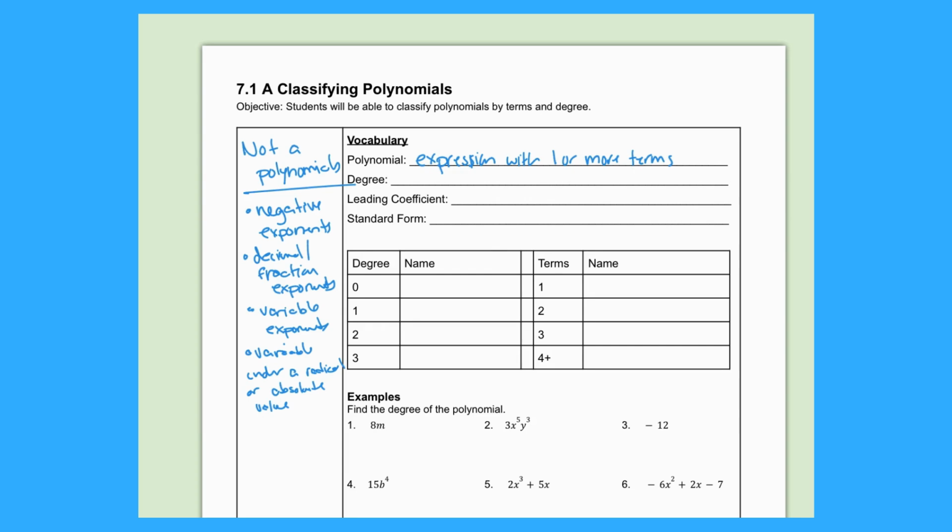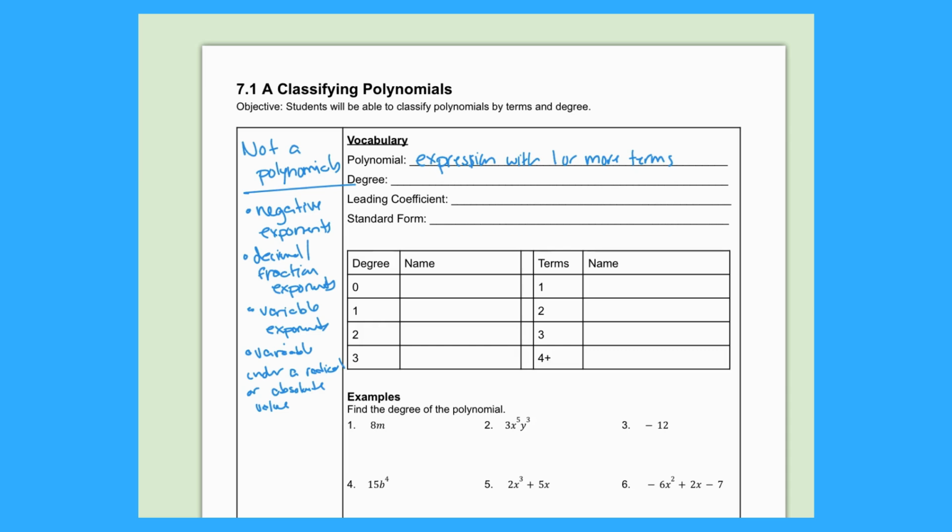So basically we just want, it could be a number, it could be a variable by itself like x, or it could be to some exponent, x to the second, x to the third, x to the fourth, x to the fifth. Just no negative exponents, no fraction or decimal exponents. The variable cannot be an exponent. That's what we just did. Those are exponentials if the variable is the exponent.